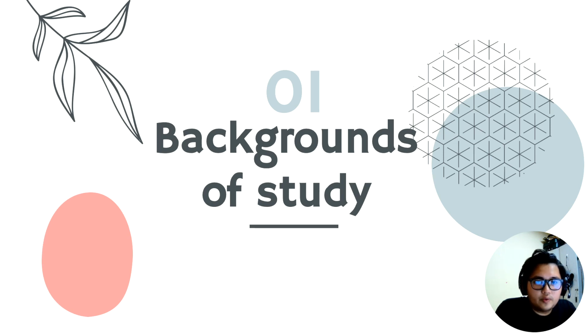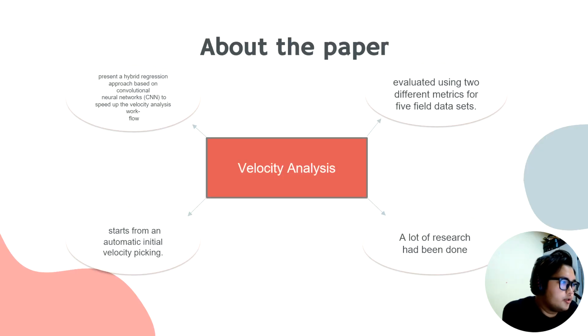Firstly, I will start with the background of study of my paper review. So I will explain about the paper. So my topic is regarding the velocity analysis. For this paper, the method that been used is the hybrid regression approach based on convolutional neural network (CNN) to speed up the velocity analysis workflow. In seismic data analysis, accurate velocity estimation is crucial for various applications such as geophysics, seismic imaging, and exploration.